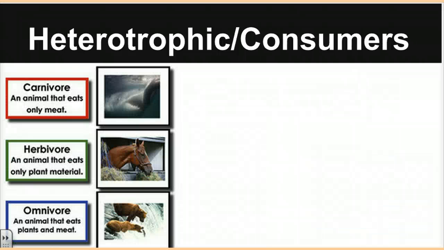Heterotrophic organisms can then be divided into three classes, depending on what they feed on. In middle school, you basically learn about these things. For example, a carnivore is an organism that eats only meat, or feeds off of other animals. A herbivore is an organism that eats only plant materials. And an omnivore is an organism that eats both plants and animals.